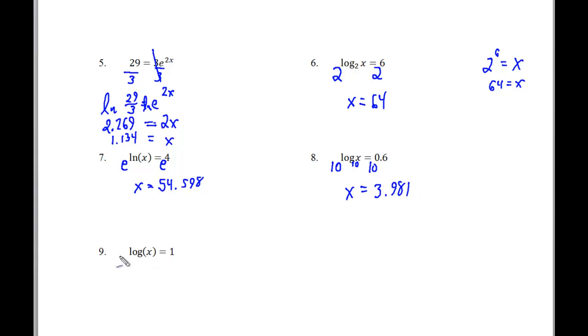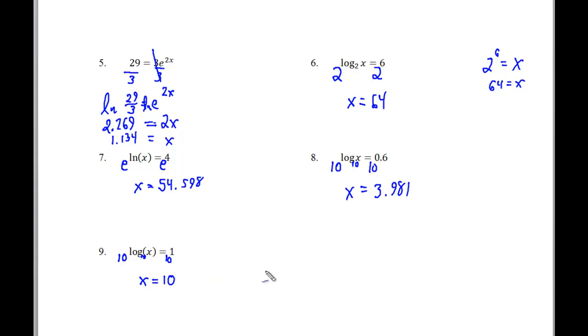Finally, right here, if you apply base 10 to this, because log without a number written is base 10, this makes x, and 10 to the 1st power is 10. So this problem was really asking, base 10 to the 1st power is what, and that would be 10.